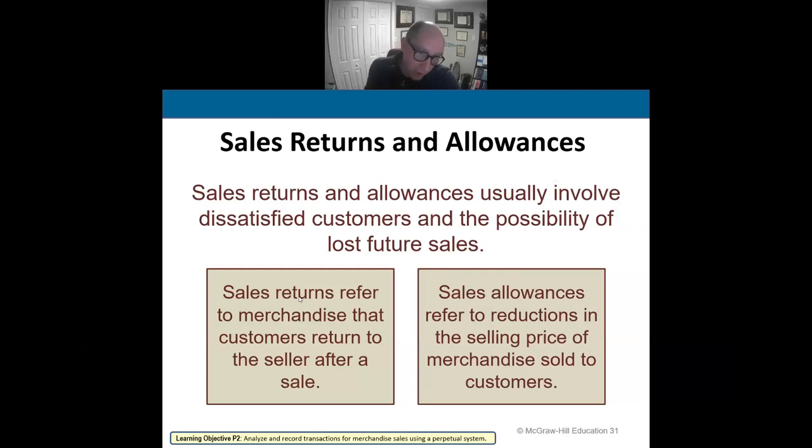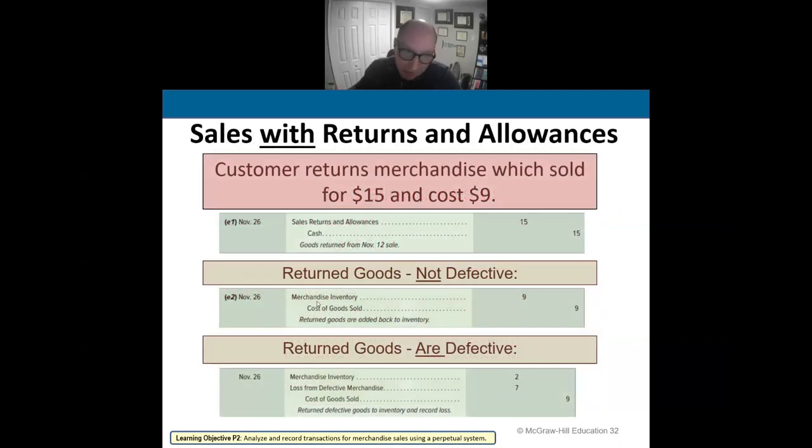Sometimes we lose sales. Customer not happy, so they return it. Sometimes I give them an allowance. Say, hey, you know what? I'll give you a discount next time you come back, or I'll give you a discount on the merchandise you bought from me to help save the sale. Otherwise, just give them a full refund, but they'll probably never come back. Yeah, that's life.